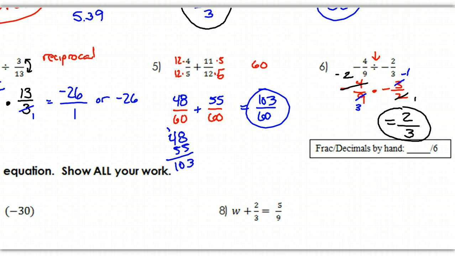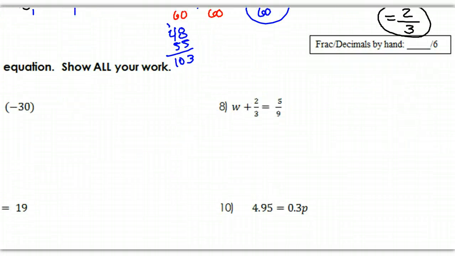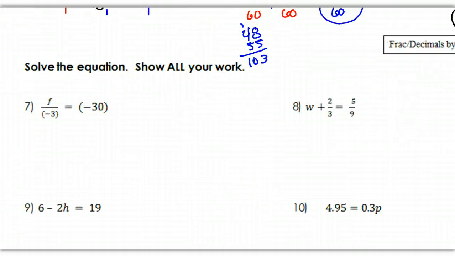Alright, moving down to the equations, one-step equations. We have f divided by negative 3. So in this question we're going to multiply both sides by negative 3. Opposite of division is multiplication. So when we multiply and cancel these out, on the left side it's actually division. We're canceling out top and bottom. And we get f is equal to 90.